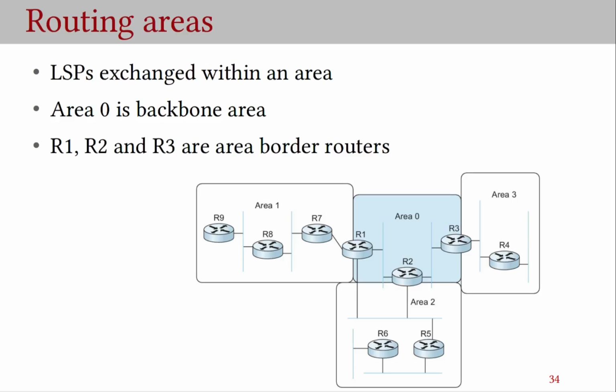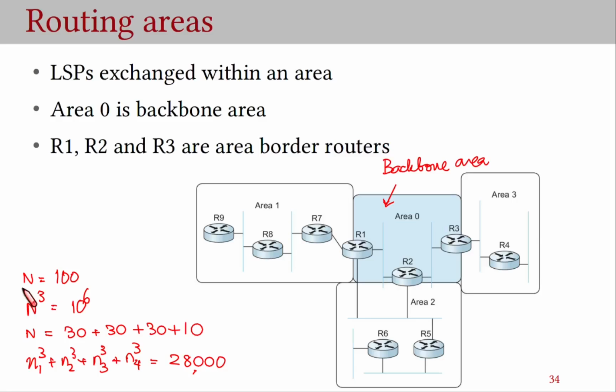We improve the scalability of link state routing by using what are called routing areas. The idea is to divide the network into several areas. There's always an area called area 0, which is also called the backbone area. And the idea is that LSPs are only exchanged within an area.